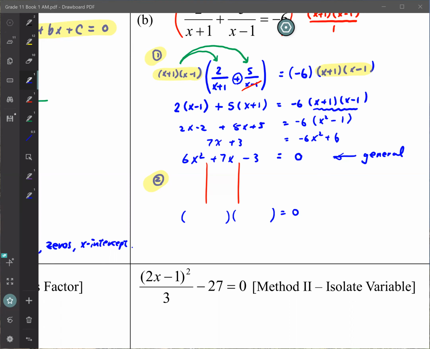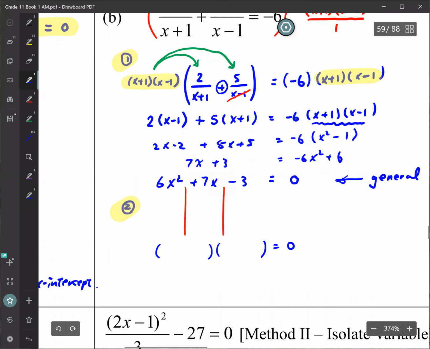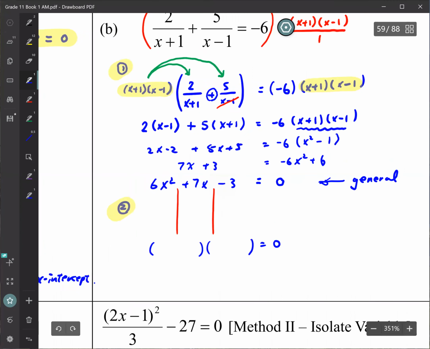Okay, once you got the 2 factors, you can raise your hand. And also, sometimes once you get to the general form, you might see a GCF. In this case, there's no GCF, 6, 7, and 3, no common factor, so you don't need to do that. But if you do see a GCF, you have to take it out first.